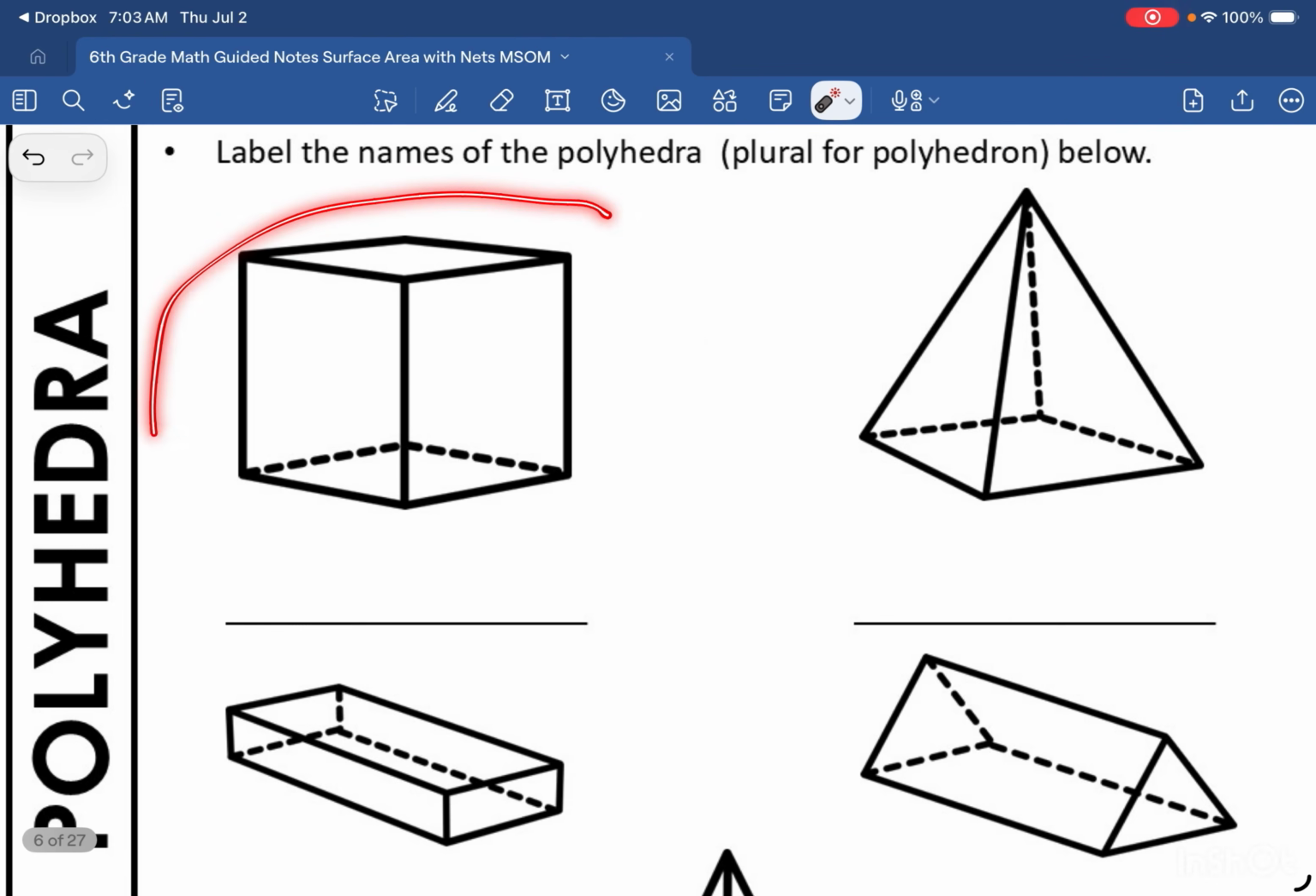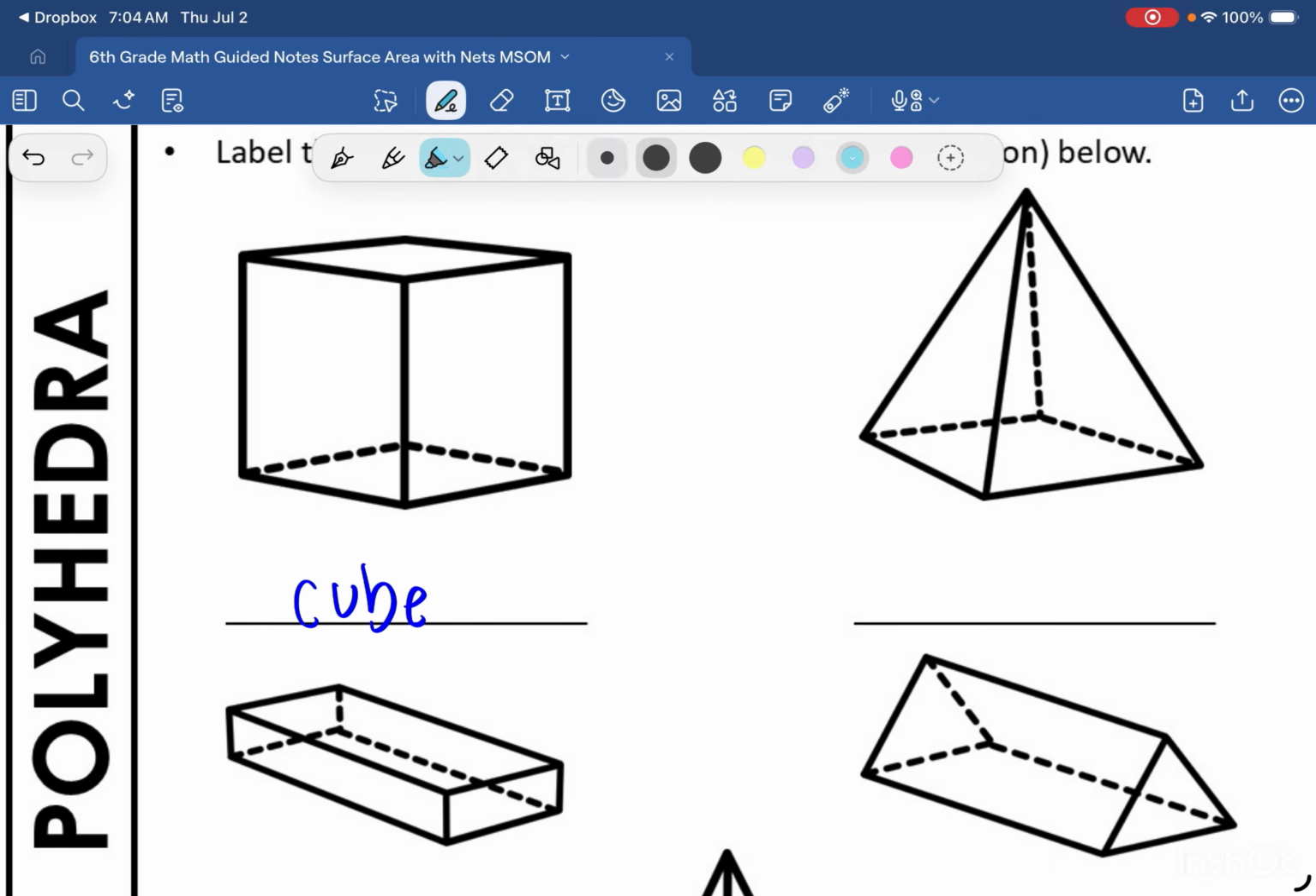This right here is a prism, but it's a special type of prism because all faces are the same. We call this a cube. This shape right here has a base of a rectangle, and then this point right here at the top, that's the apex. So this is a pyramid, and since it has a rectangular base, we call it a rectangular pyramid.